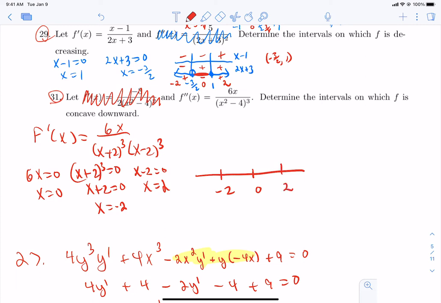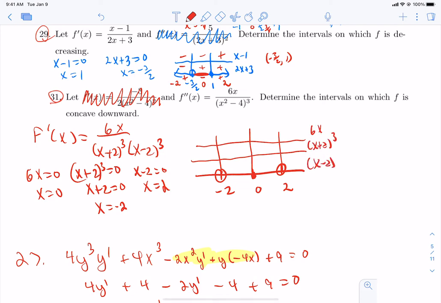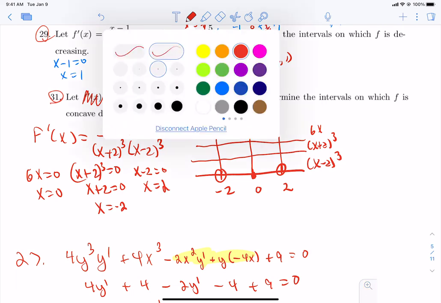Now the factors from the bottom, here and here, make them open circles to remember those are not points on our graph. They are an asymptote or something like that that is interfering in our graph. The top is, that might be an inflection point. Make it a chart. We have 3 factors: 6x, x plus 2, please include the cube, x minus 2, please include the cube.